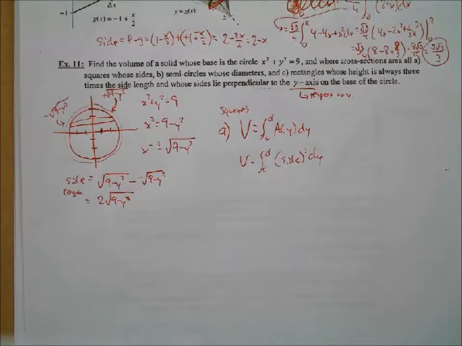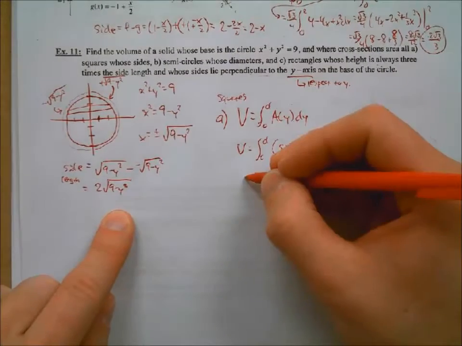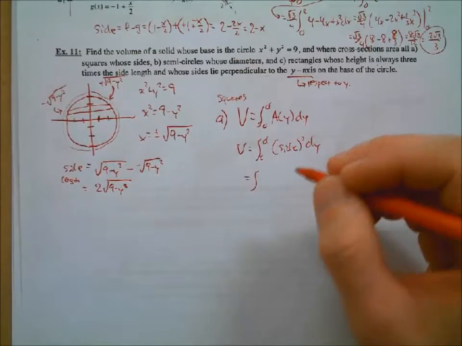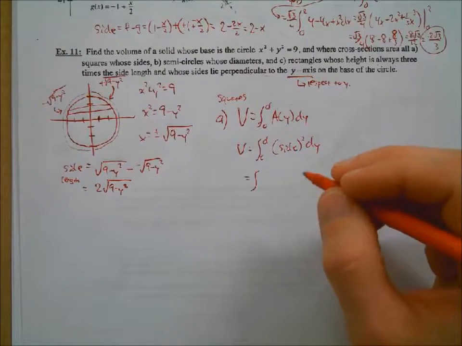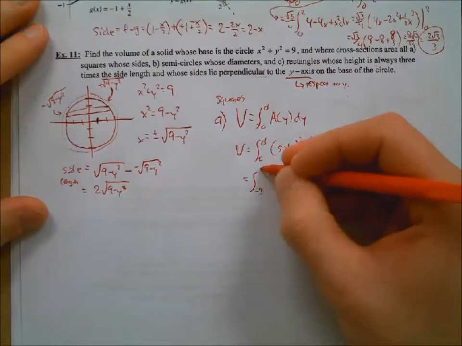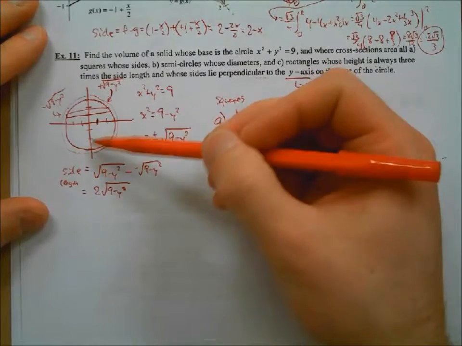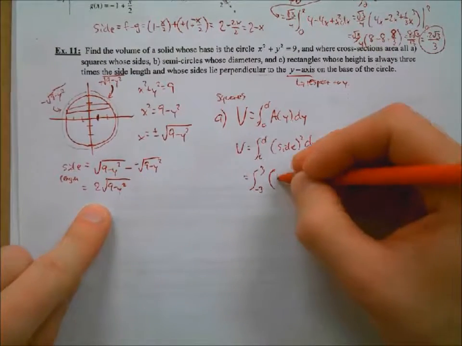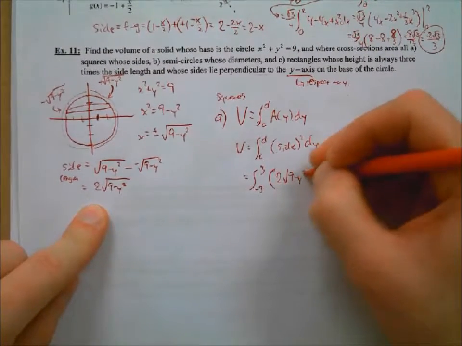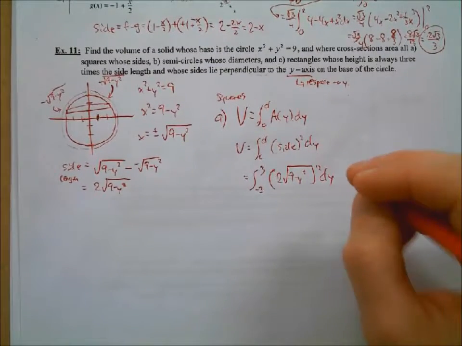Alrighty. And so we just plug our side into the formula. The integral, we're going to integrate from what to what? What are our limits of integration going to be here? Negative 3 to 3, because we're going from bottom to top here. We're going to integrate from negative 3 up to positive 3. And then our side, we already said was 2 square root of 9 minus y squared, squared.